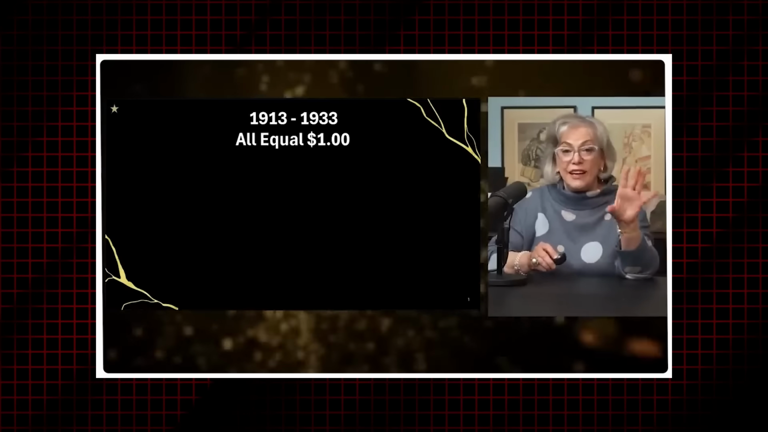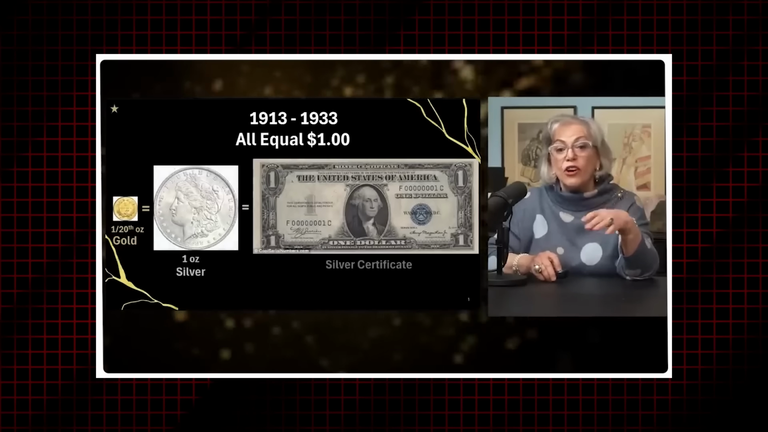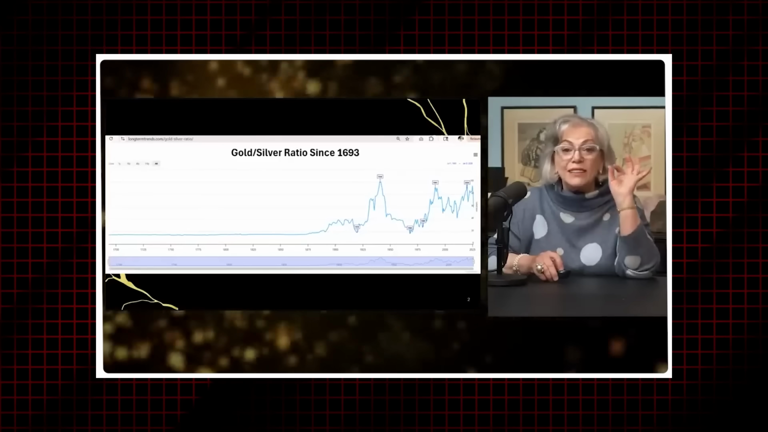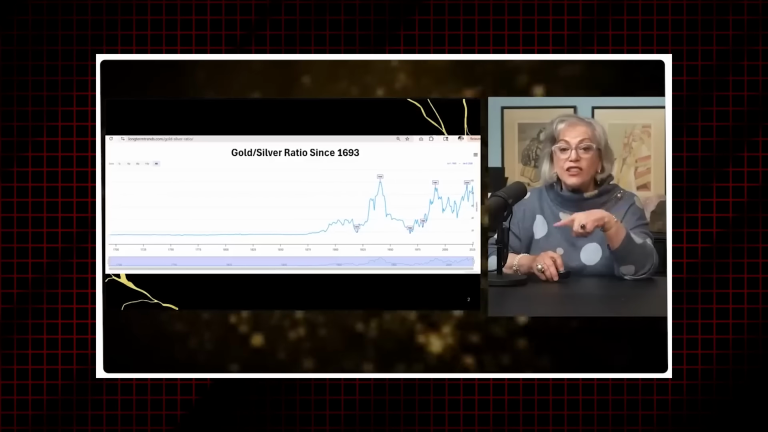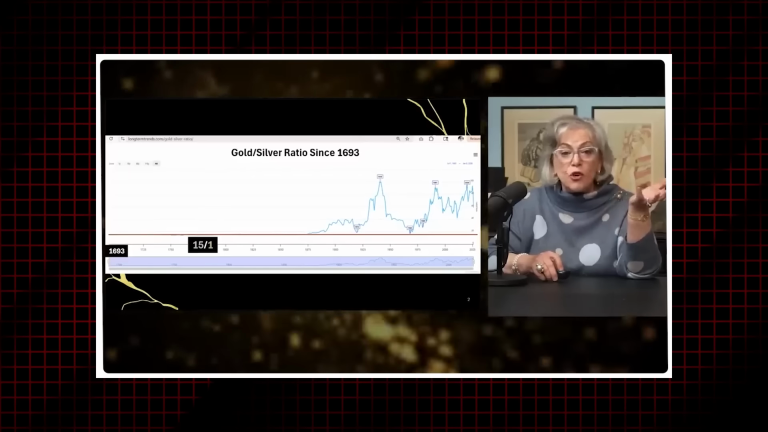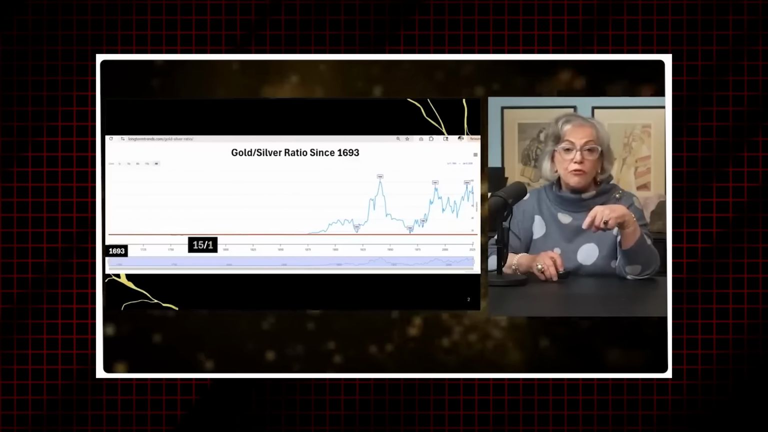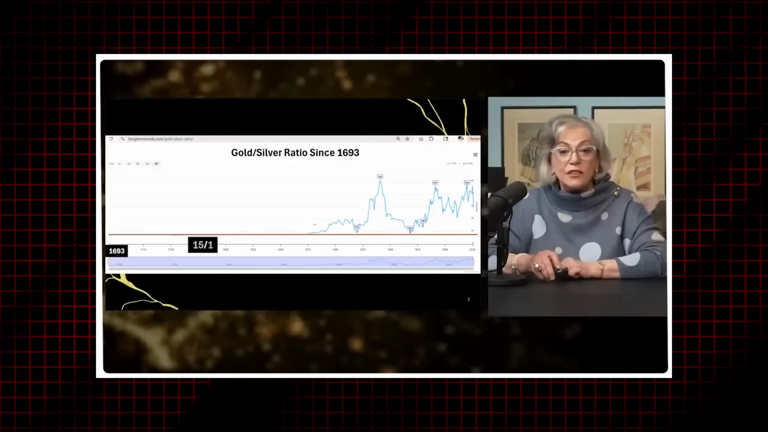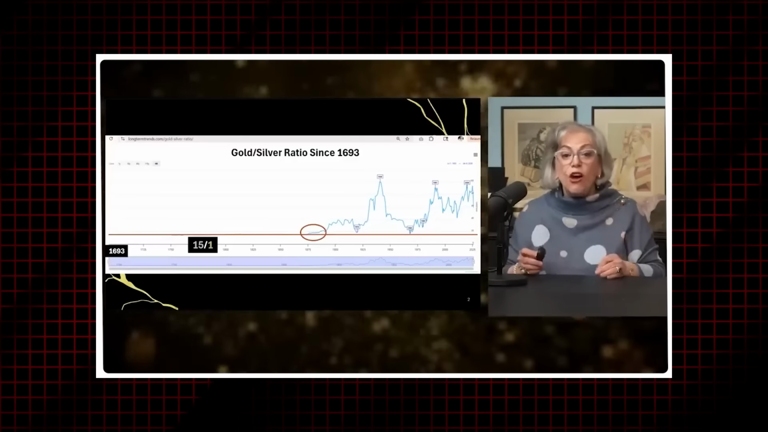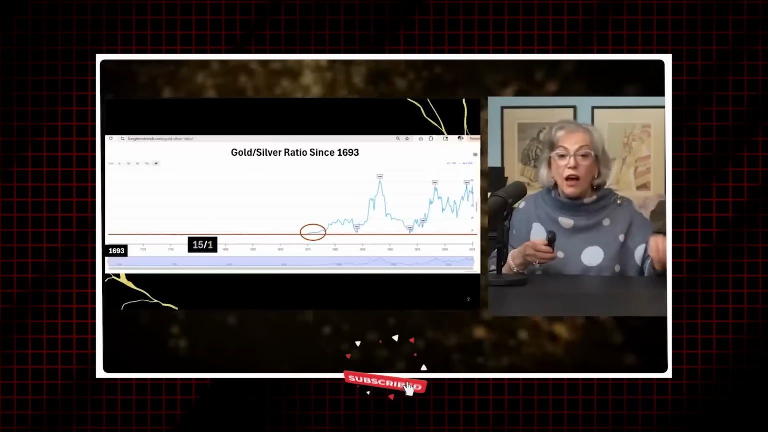So this is in the beginning, that 20th of an ounce of gold to 1 ounce of silver to a silver certificate, all in circulation at the same time, at the same stated value. This takes you all the way back to 1693. So, you hear a lot about the 15 to 1 ratio. Well, that was from 1693 up until shortly before 1913, when we had a little bit of a shift, but that was the norm. And you can see it stayed very steady for 15 ounces of silver to 1 ounce of gold.